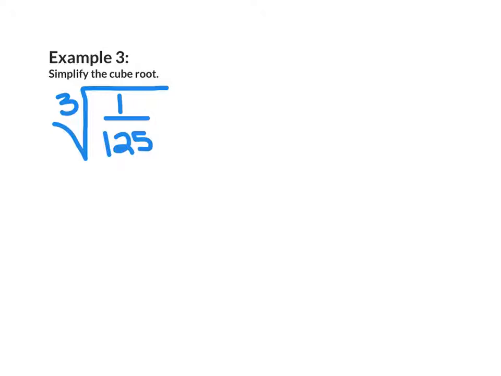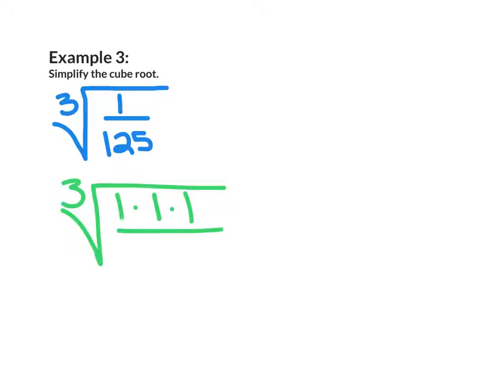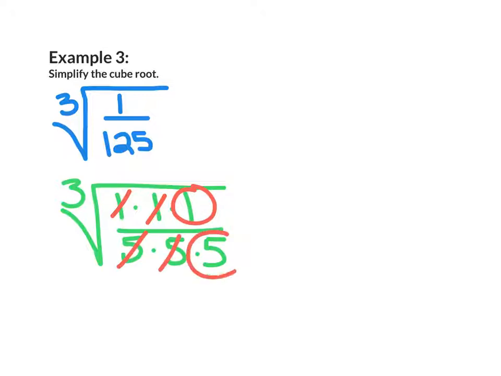Example 3. Simplify the cube root. So I have the cube root of a fraction. So I can break it down into the cube root of 1 times 1 times 1 all over 5 times 5 times 5. Now I have 2 sets of triplets. So 2 die, 1 escapes. 2 die, 1 escapes. So the cube root of 1 over 125 is going to be 1 over 5.